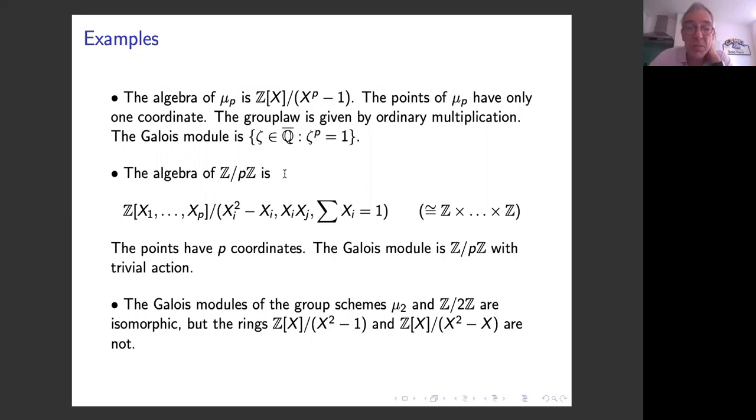Another example is the constant group scheme. So here you have p coordinates, you can write down an algebra where the points have p coordinates, and it looks like this. I will not write down what the group law is, but if you look a little bit at the equation, then you see that over a field, xi is 0 or 1, and therefore the Galois action is trivial. So this is another example. So the third example are mu2 and Z mod 2. You see that mu2 is over a field plus or minus 1, and Z mod 2 is constant. It is 0 and 1, and in both cases the Galois action is trivial, but the group schemes are not the same, because the rings are different. So this is an example where the Galois modules are the same, but the scheme structure is different. That can happen.